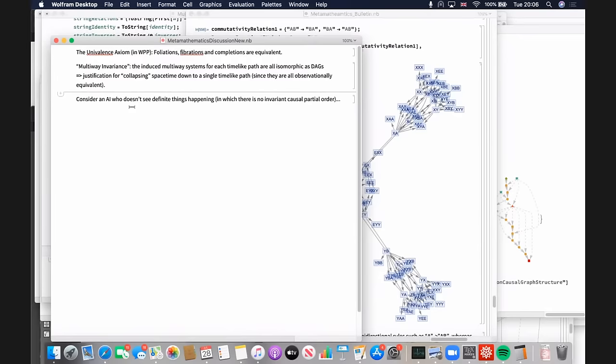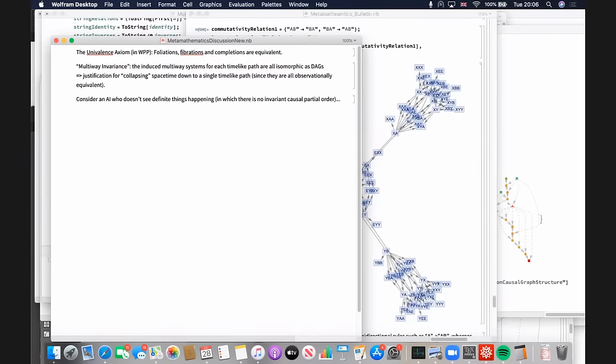How did you get from here to there? If you don't do that, I don't disagree. But why is this a strongest? It's the same statement. Same statement as what? As what you were just discussing. I mean, definite things happening. You mean either there's an invariant causal partial order across all branches of the multiway system, or there isn't. If there is, then all branches of the multiway system can be treated as observationally equivalent. And if there's not, then they can't.